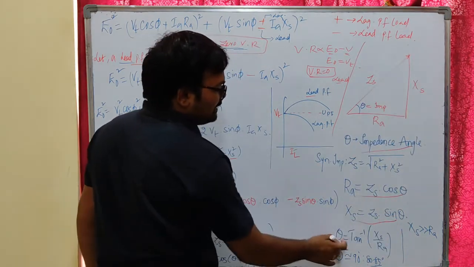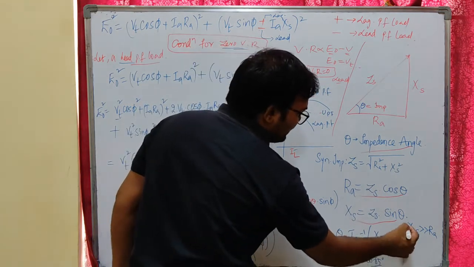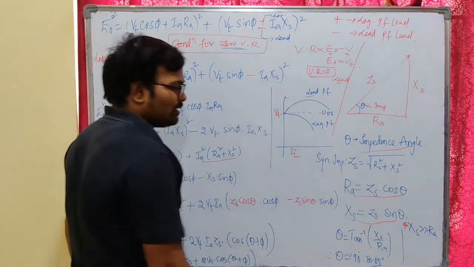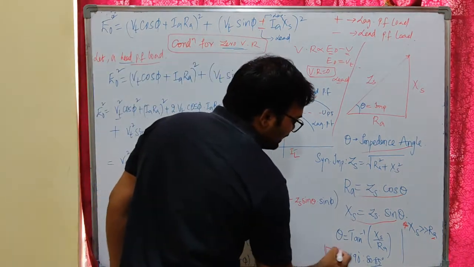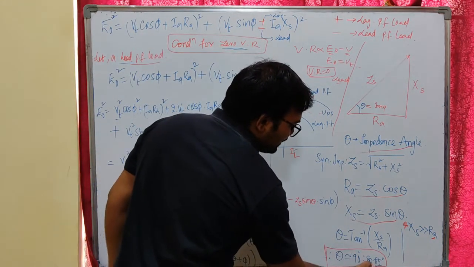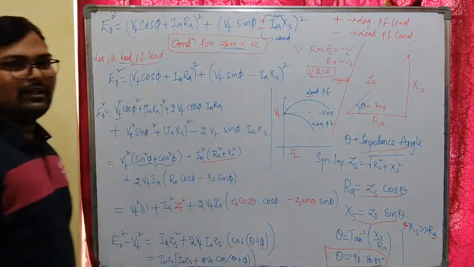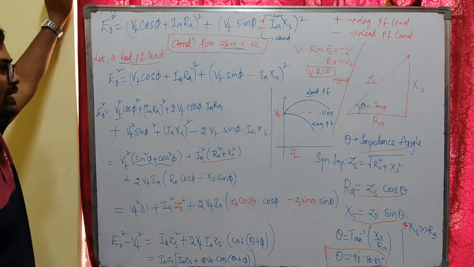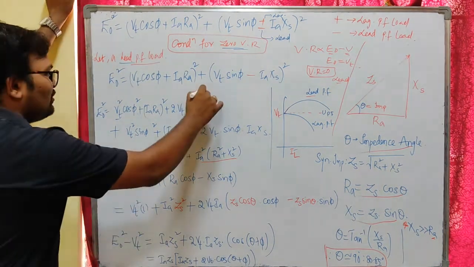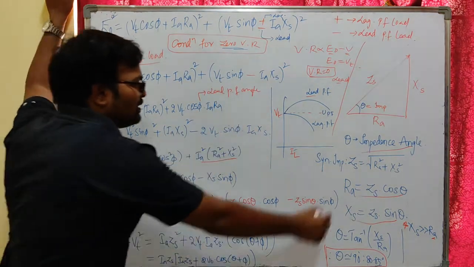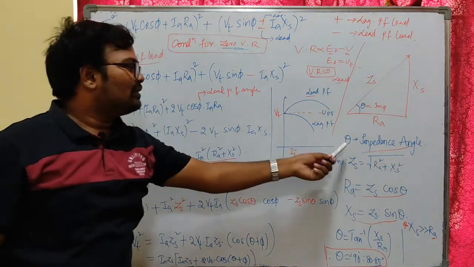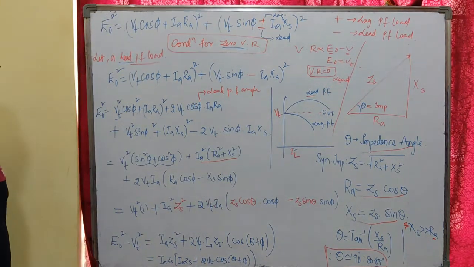Here theta is tan inverse of Xs by Ra, and we know that our synchronous reactance is very large compared to our armature resistance. So the angle is nearly equal to 90, but the general angle of theta is about 80 to 85 degrees. Here phi is the load power factor angle. Don't confuse here: theta is the impedance angle and phi is the load power factor angle.